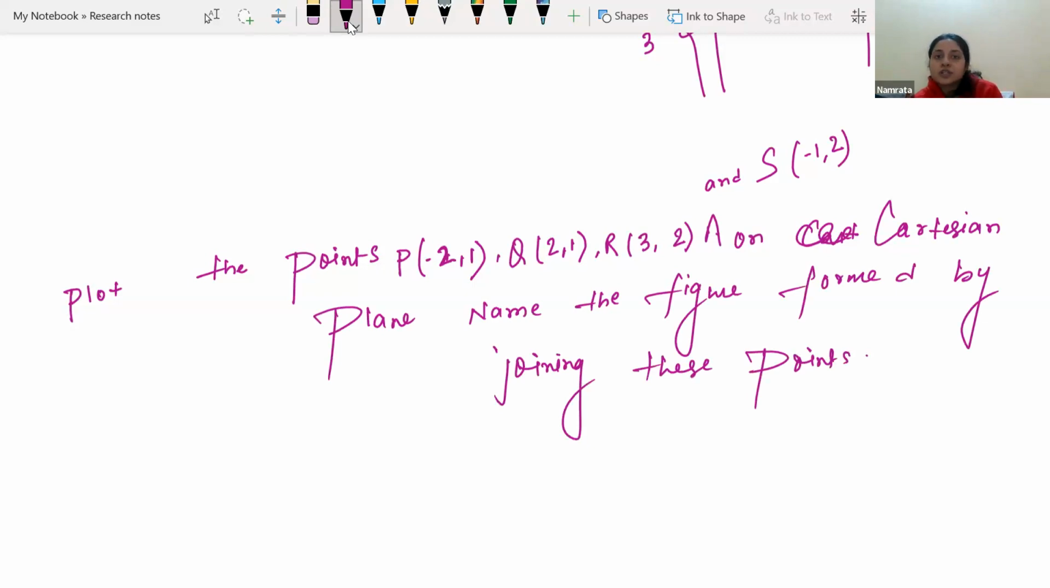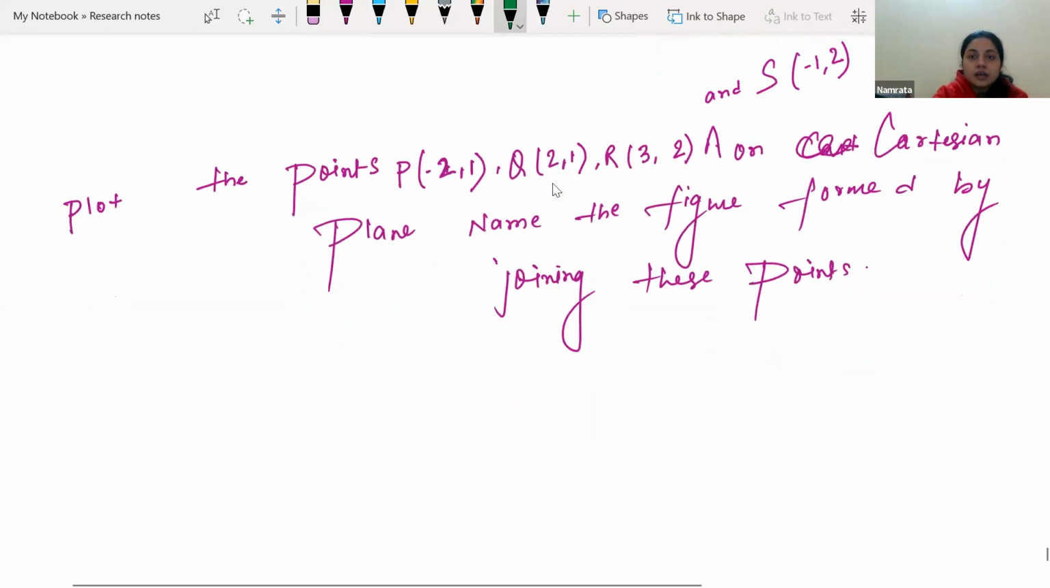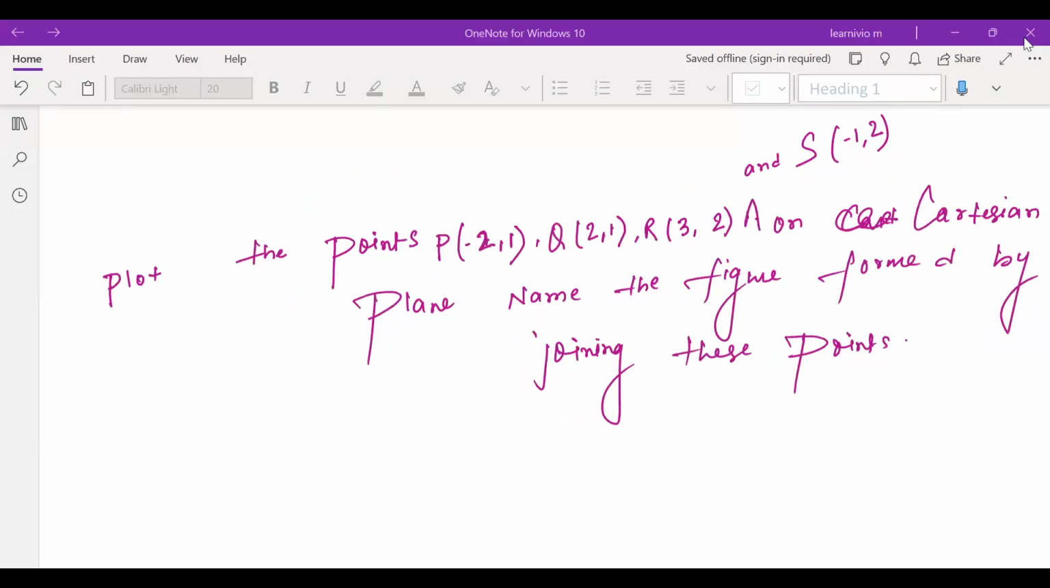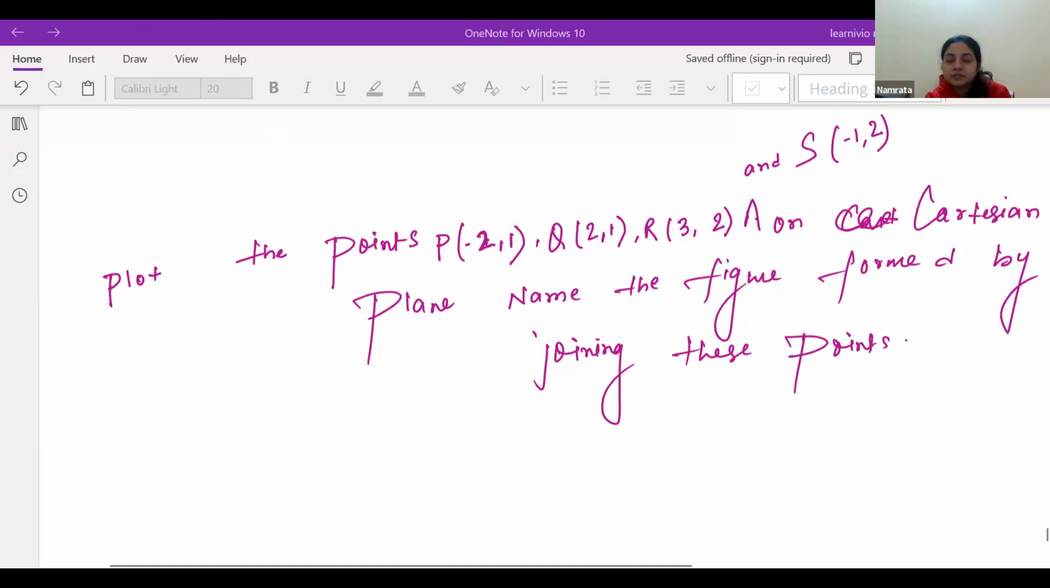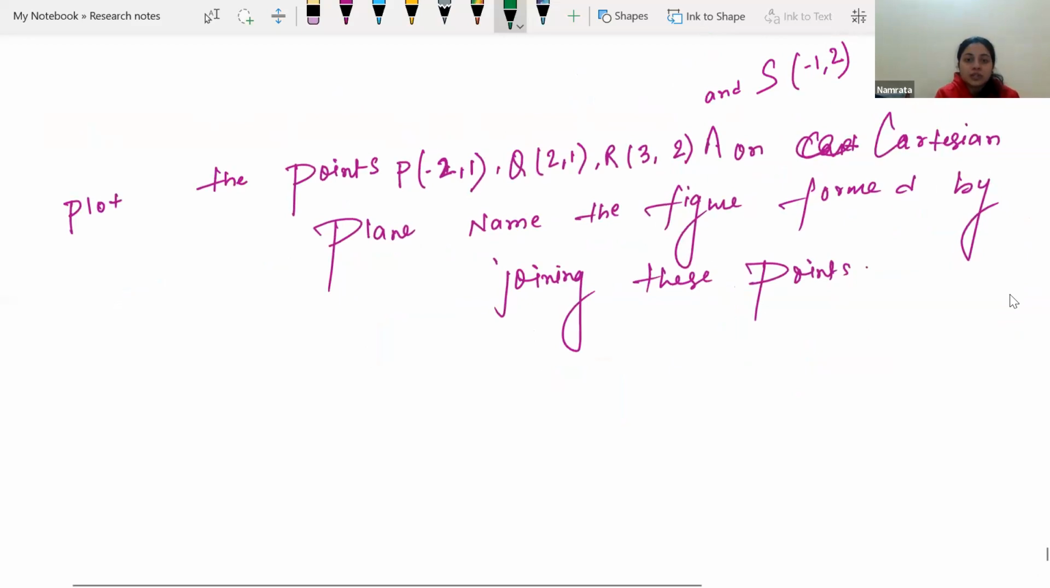You need to locate these points and write the name of the figure which you have obtained. Have you obtained a rectangle, a square, a trapezium, a rhombus, or what? Take 2 minutes and do it. Let me know your answer. Then we will be doing it together. Meanwhile, I'm just drawing the coordinate axis.